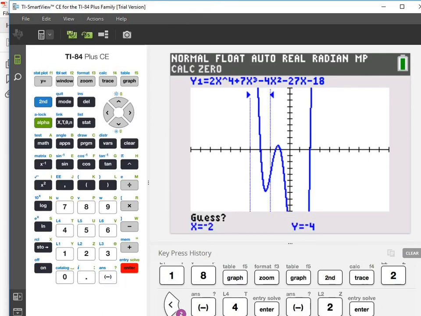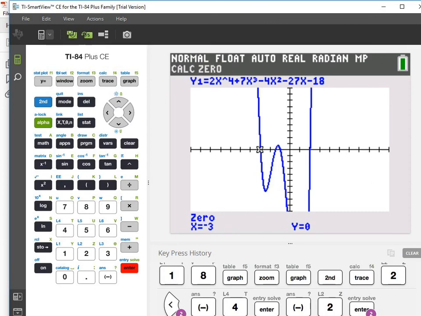So I push enter, and now it says, do you want me to guess? I'm going to say yes. I want you to guess between these two. Find that zero. So I'm going to say enter. And then what did it get? Whoa. -3.